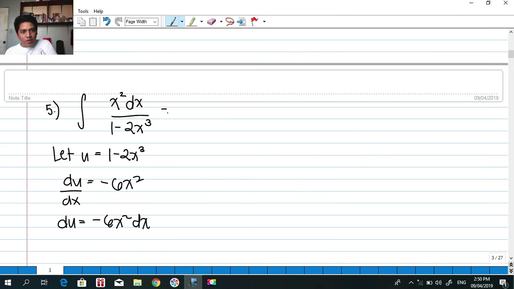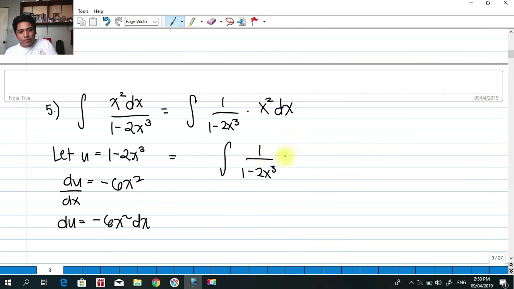So if we go back to our integral, we have the integral of simply 1 over 1 minus 2x cubed times x squared dx. So we have x squared dx here, but the problem is we don't have negative 6. So we have to add negative 6 here: 1 over 1 minus 2x cubed times negative 6x squared dx. Well, of course, since we add negative 6 here, we have to add negative 1 over 6 outside of the integral sign.